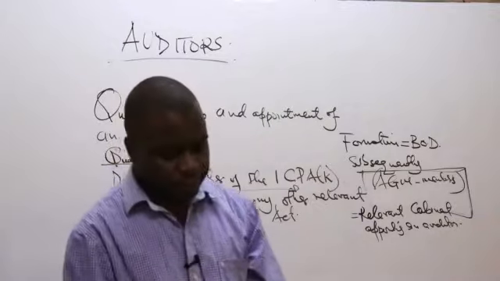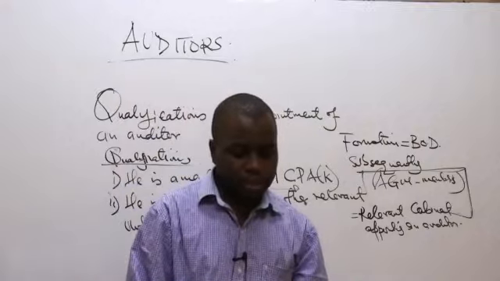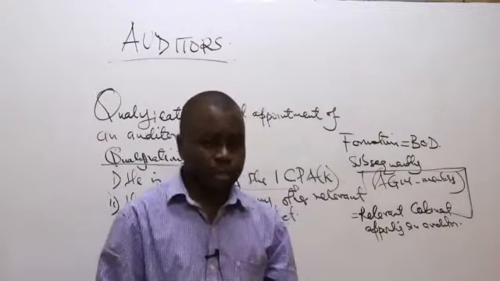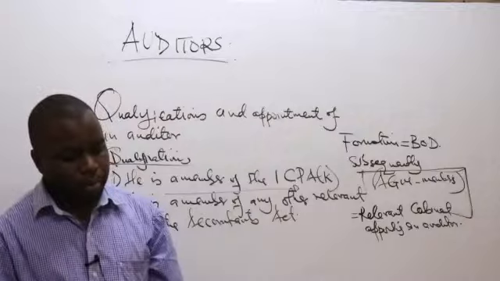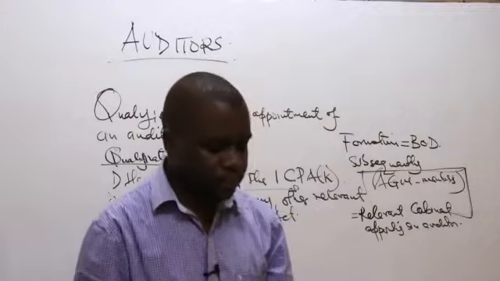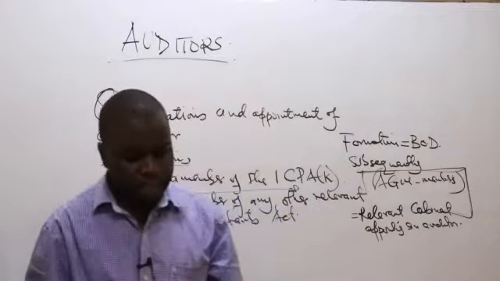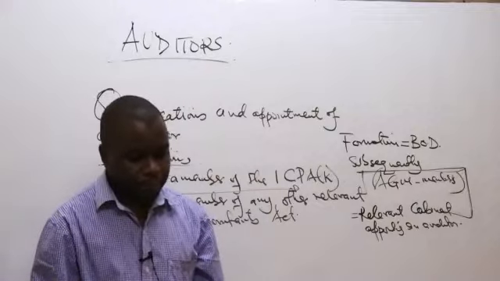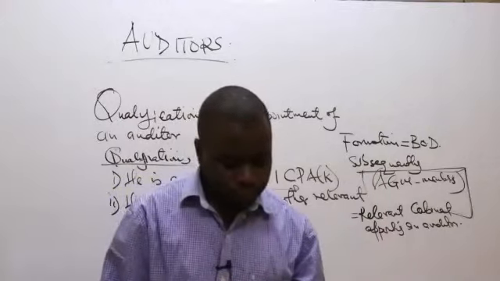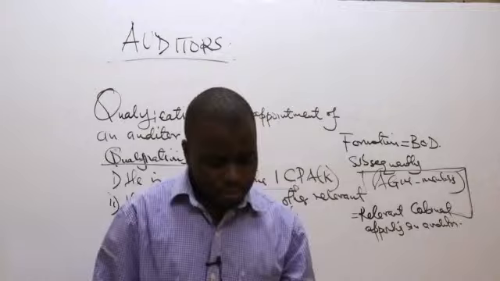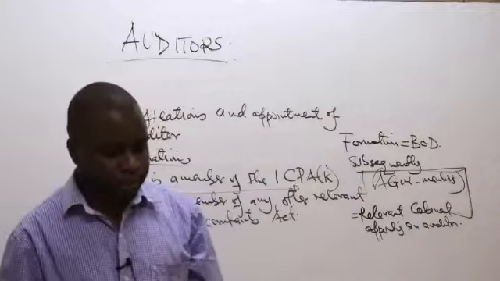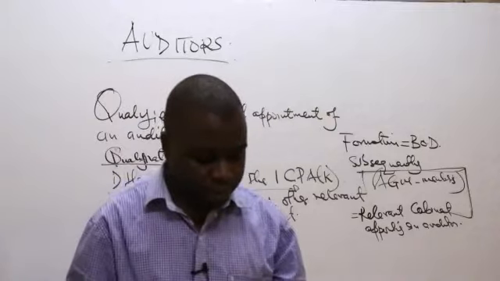So number 1, of course, he is not qualified for reappointment. Or number 2, a resolution has been passed to reappoint someone else. Then number 3, a resolution has been passed that he should not be reappointed. So the members have decided he should not be reappointed.